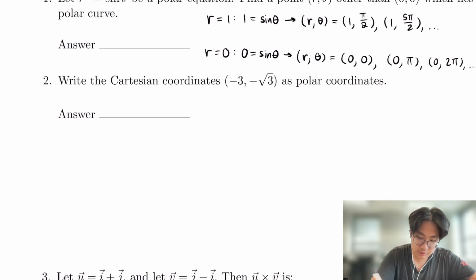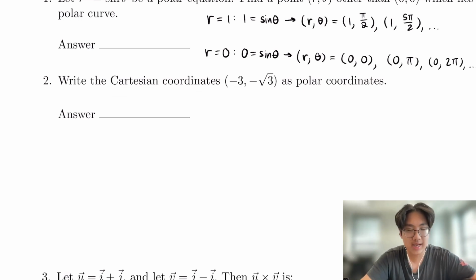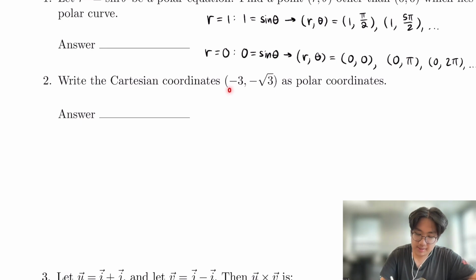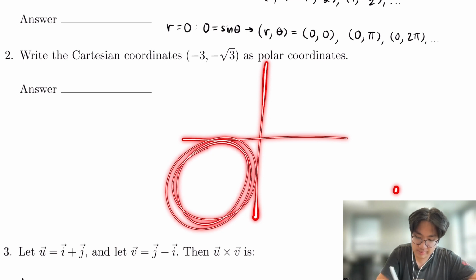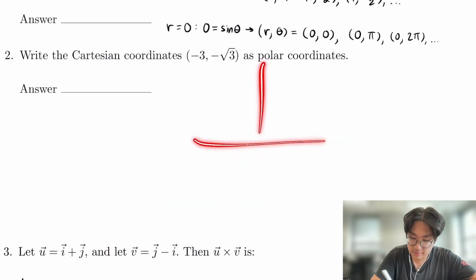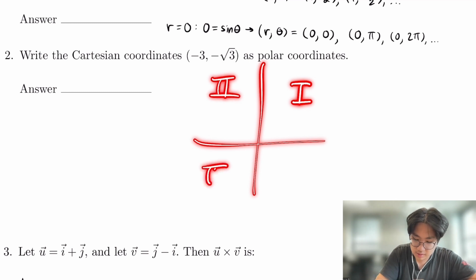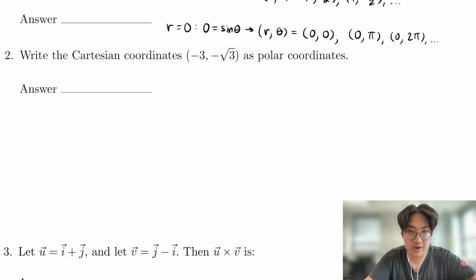Okay, next we want to write the Cartesian coordinates -3, negative root 3 as polar coordinates. With this, you really need to keep in mind what quadrant you're dealing with. Both the x and y values are negative, meaning if you draw out your coordinate system, you're going to be in quadrant 3. This is quadrant 1, 2, 3, and then 4, and quadrant 3 is where both x and y are negative. This is important because polar coordinates have multiple representations, as I mentioned in the previous question.